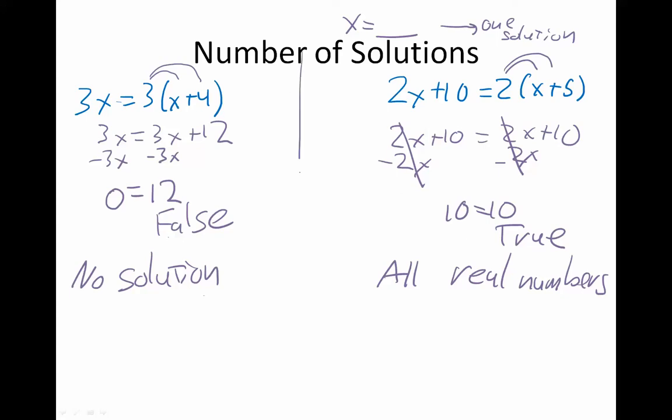So, moral of the story. If you're solving and you get a false statement, it's no solution. If you're solving and the variable disappears and you get a true statement, it's all real numbers. If you're solving and you get something that says x equals 5, there is one solution. Like, that's what we've been doing. Okay? All right.